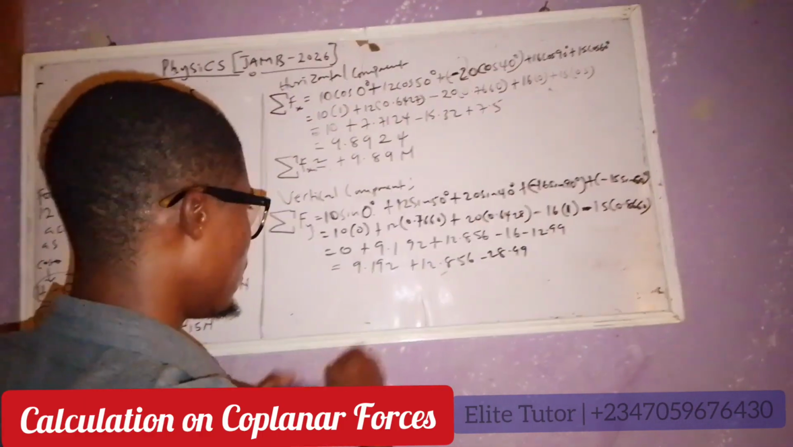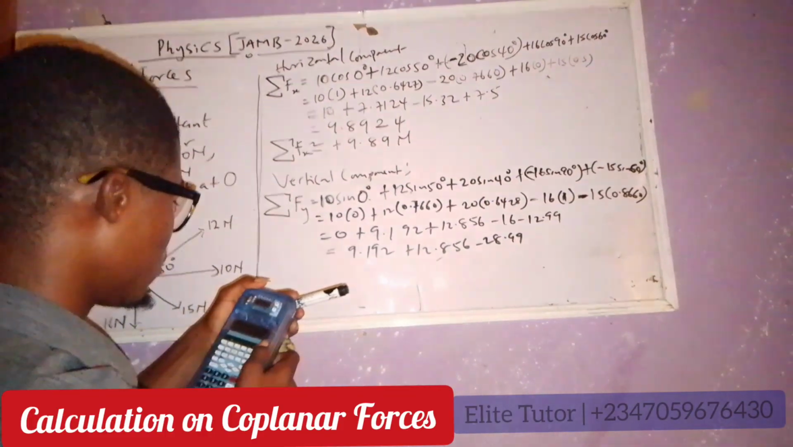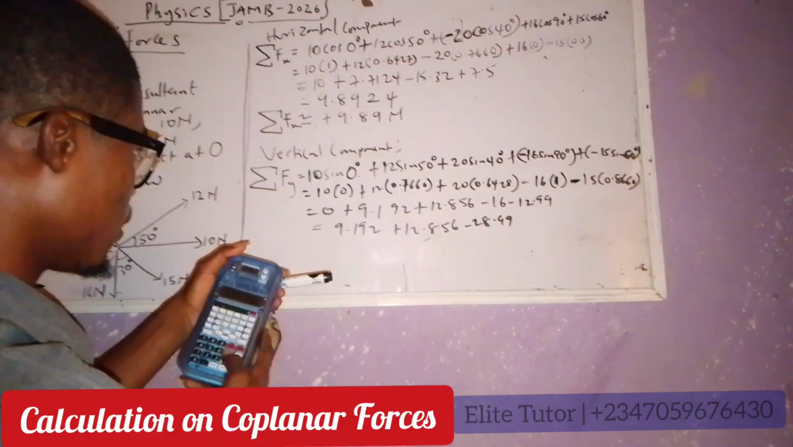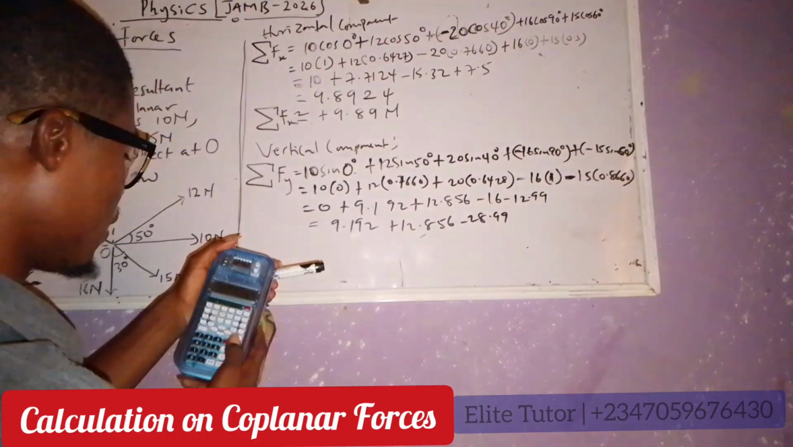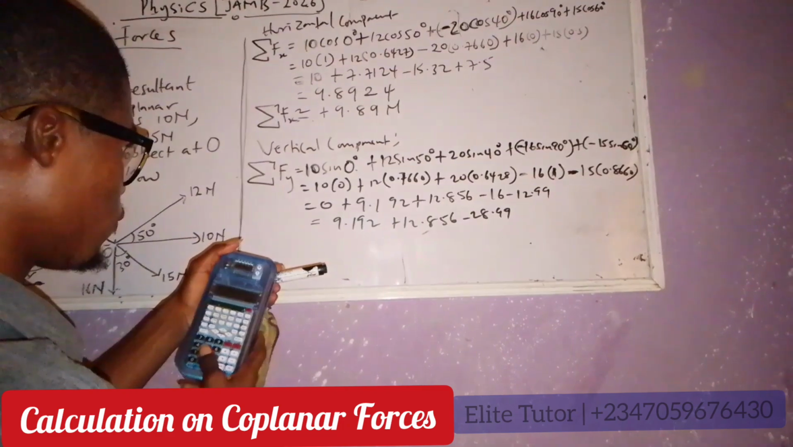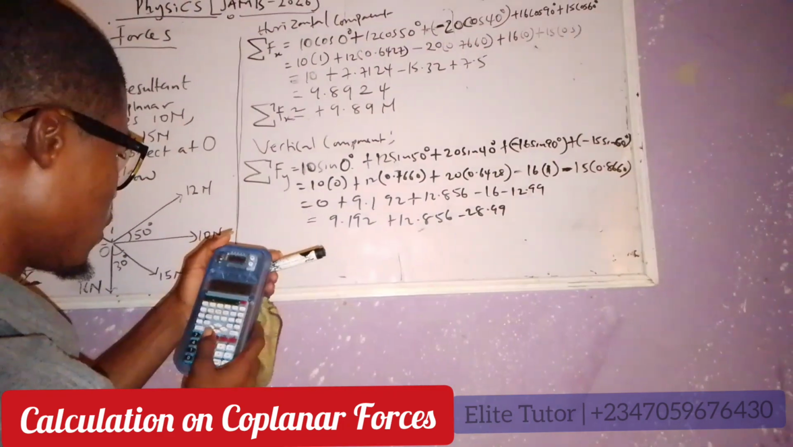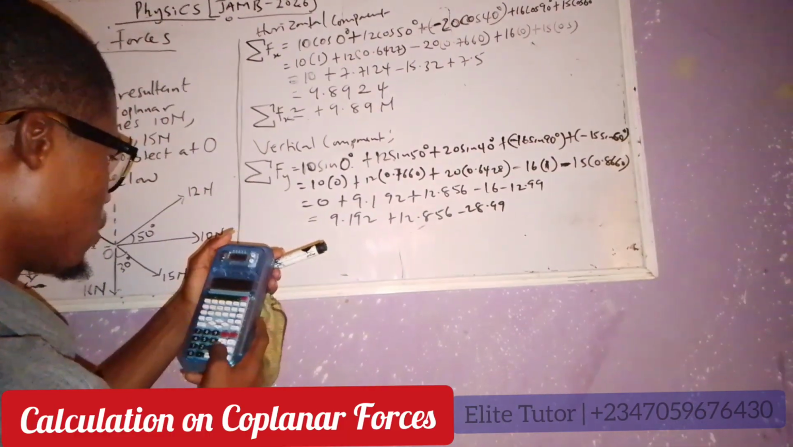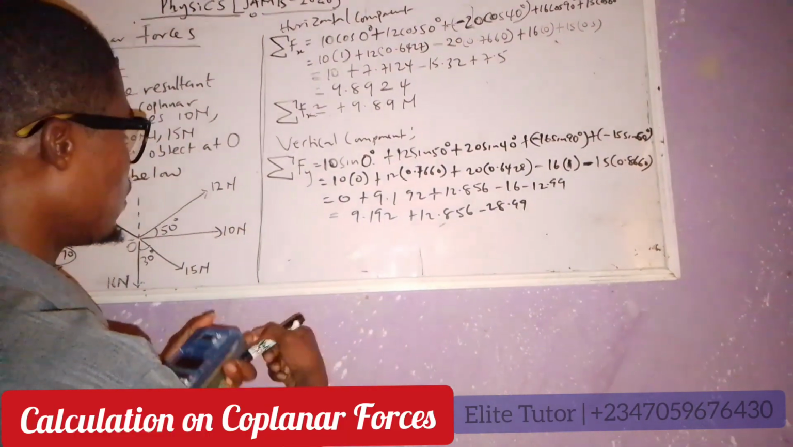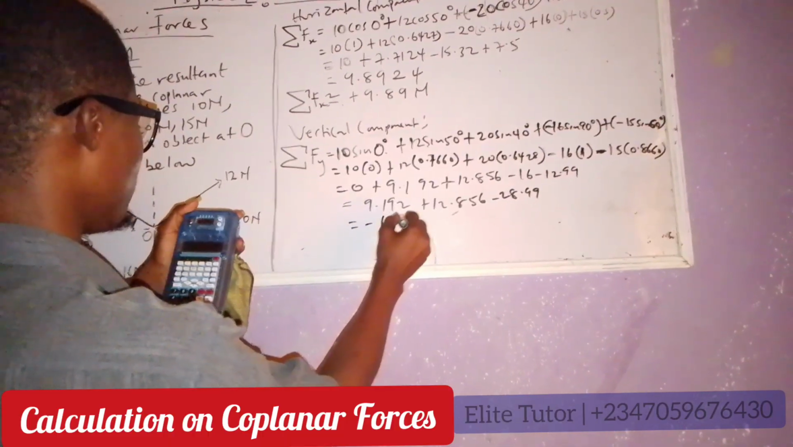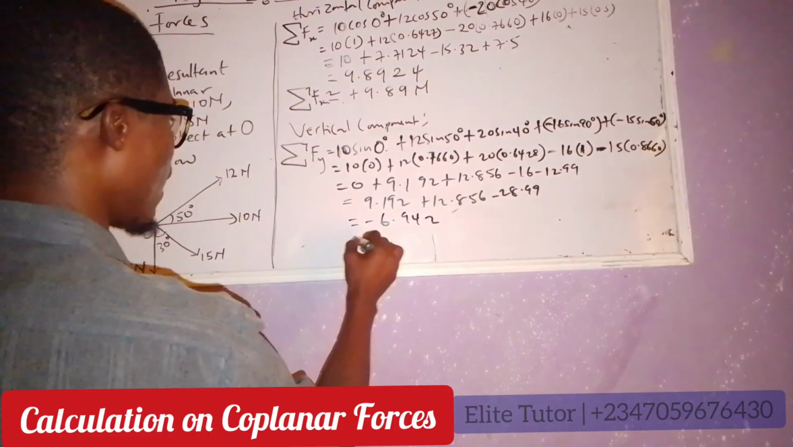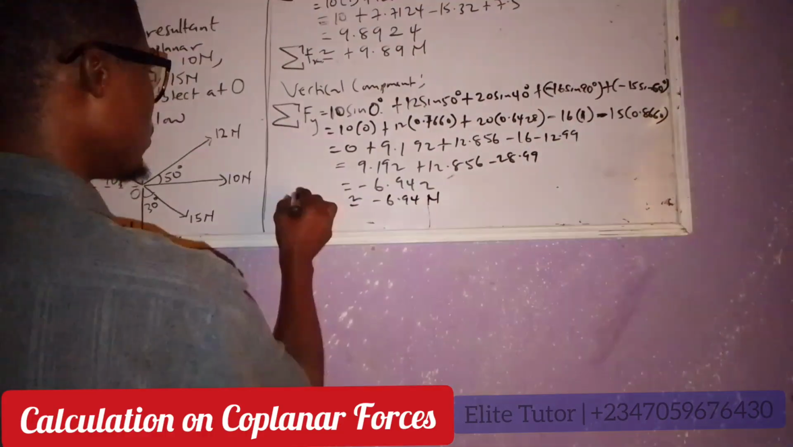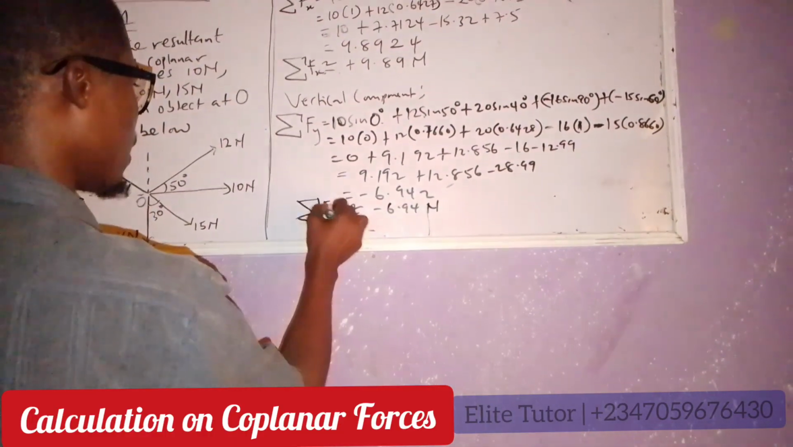Okay. Are we able to get this? There's a mistake here. So 9.192 plus 12.856 minus 28.99. This is minus 6.942. So approximately minus 6.94 Newton. So this is our vertical component.